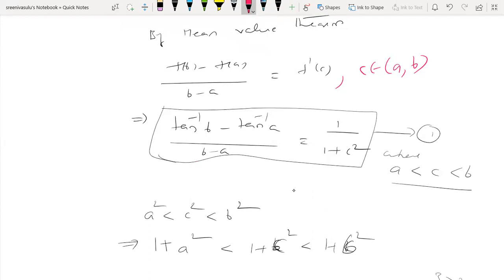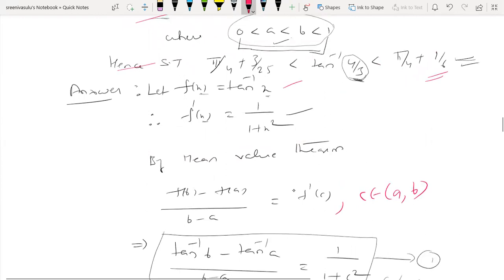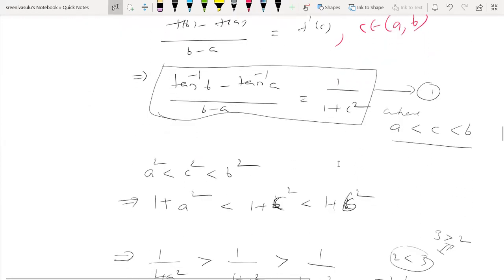The derivative of the function at x is 1 by 1 plus x square. The derivative of the function at c means 1 by 1 plus c square. Substitute x equal to c on both sides in this equation. We get f dash of c. This is the equation: we have 1 by 1 plus c square equal to (tan inverse b minus tan inverse a) by (b minus a). So these two values are equal.